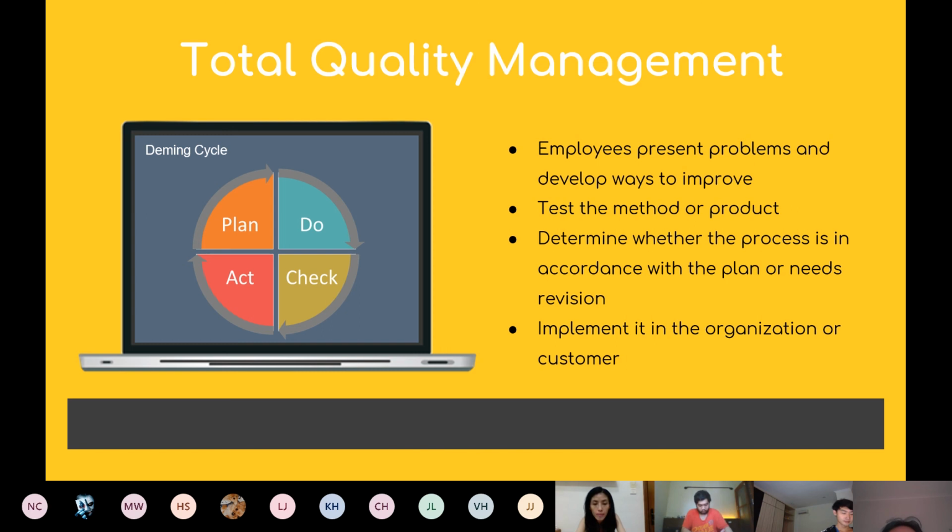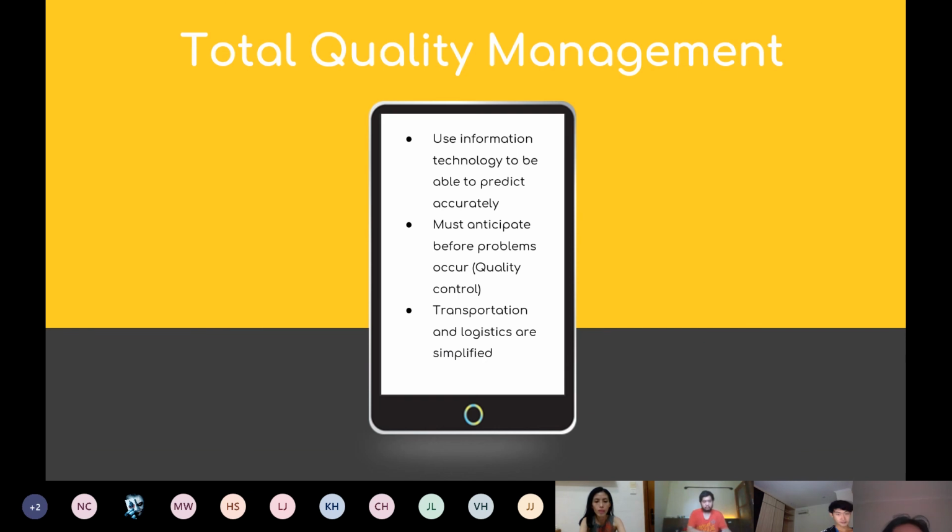However, at this time, because IKEA has begun to enter the global market, or already has, IKEA has begun to implement another method, namely how to avoid the problem before it occurs. Some ways are: one, using information technology in order to predict accurately. Two, quality control with employee training, and others to anticipate before problems occur. And three, transportation and logistics, simply to reduce the possibility of the problem occurring.